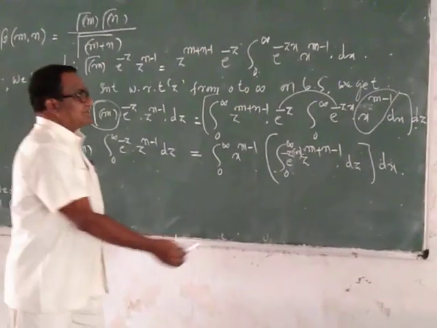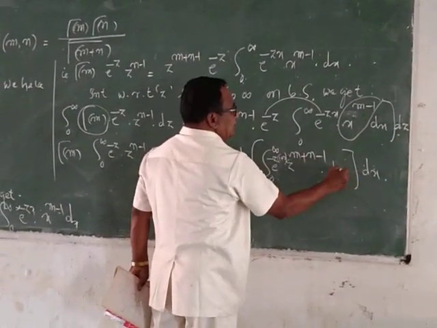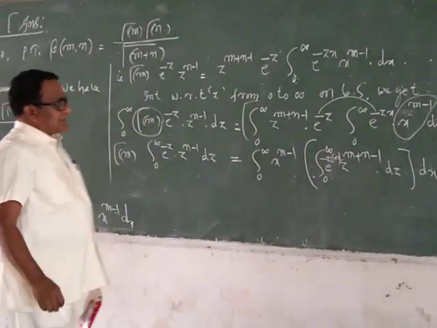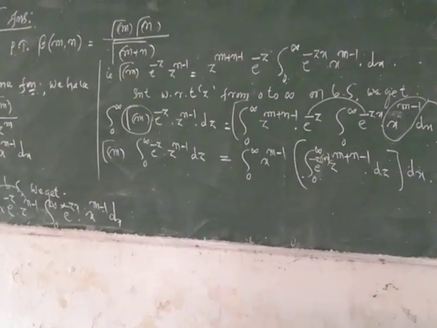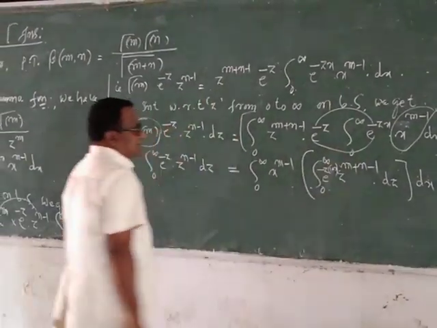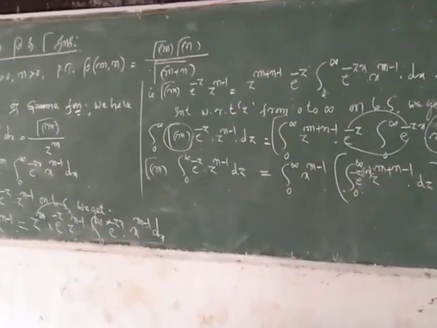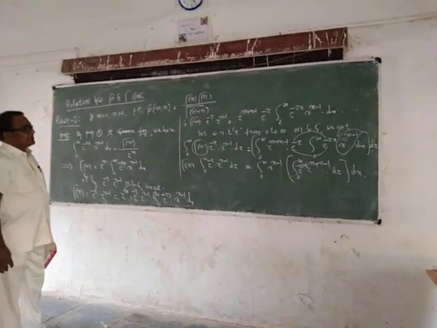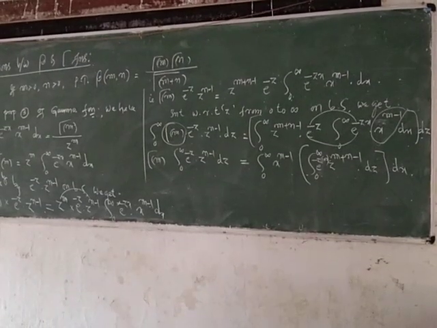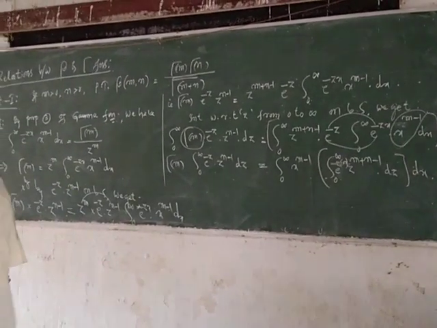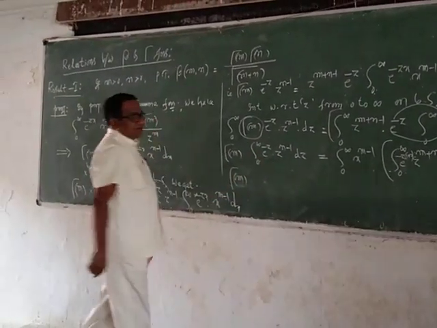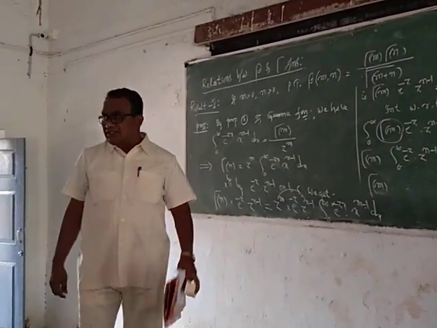Why I have done so: as we are integrating with respect to z here, let us take x to the power m minus 1 outside. Integral from 0 to infinity of x to the power m minus 1 into e to the power minus z into e to the power minus zx. If I take minus z outside, it is e to the power minus z into 1 plus x into z to the power m plus n minus 1 into dz into dx. And you observe this gamma m, you carry this as it is.